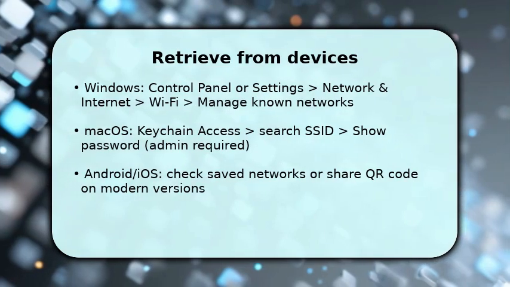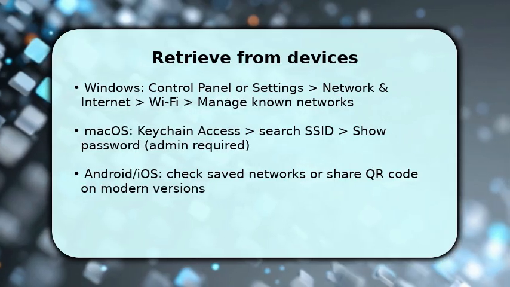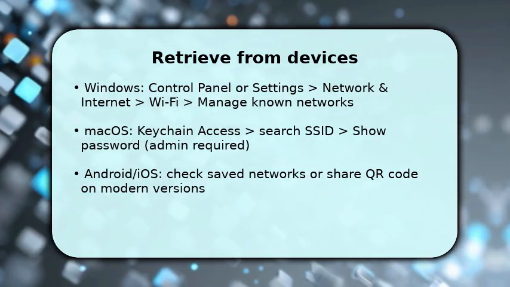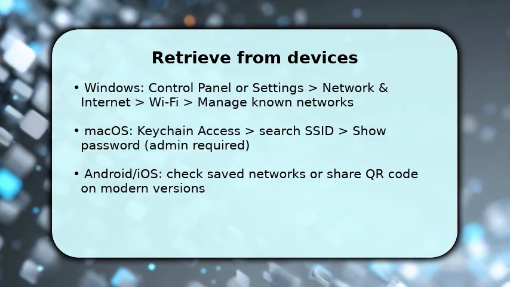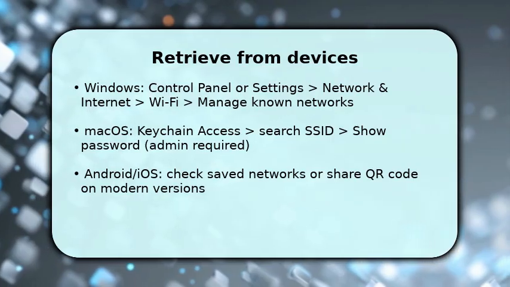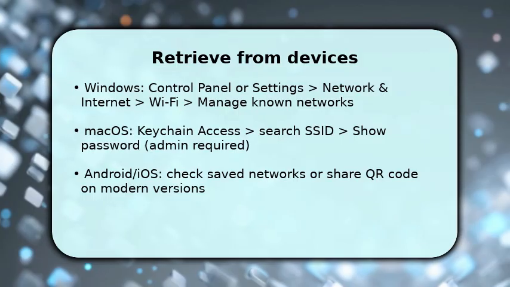Now you retrieve the password from devices that already trust the network. On Windows, open the Wi-Fi settings or control panel to view properties and reveal the key with admin rights. This works because the OS stores the credential. On Mac OS, Keychain Access stores the password and requires your account password to reveal it.